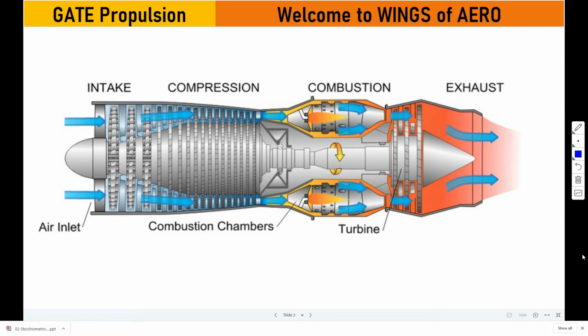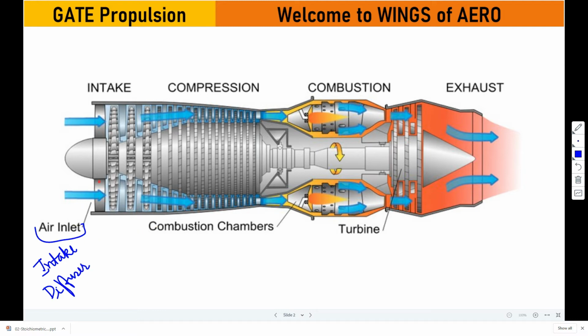So first of all, as all of you know, what are the basic components of a gas turbine engine? When we start talking about the gas turbine, the very basic component we have is the inlet. Here they have mentioned inlet. Inlet is sometimes also denoted as a diffuser or intake.